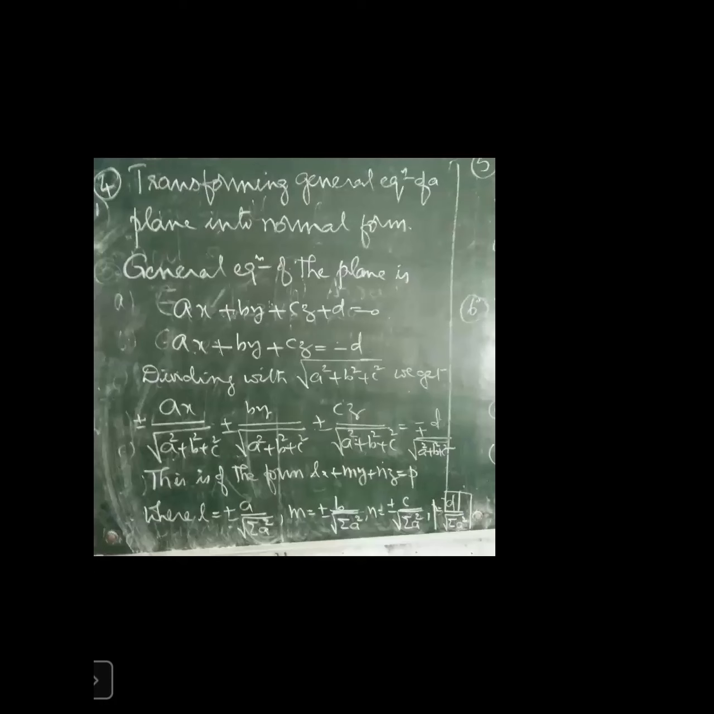Next, point number 4: transforming the general equation of a plane into normal form. General equation of the plane: AX plus BY plus CZ plus D equals 0.